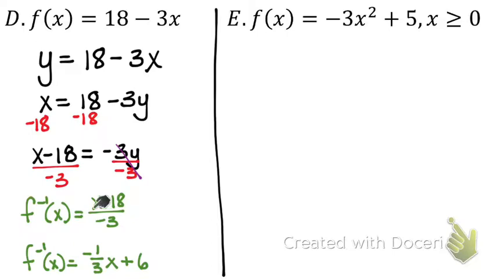So instead of keeping it as 1 fraction, I would take the x and divide that by -3. So that would give me -1/3 x, and then -18 divided by -3 would be a positive 6. So either one of those would be full credit. Now let's look at E.